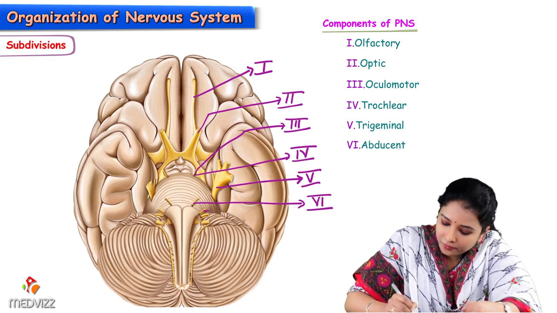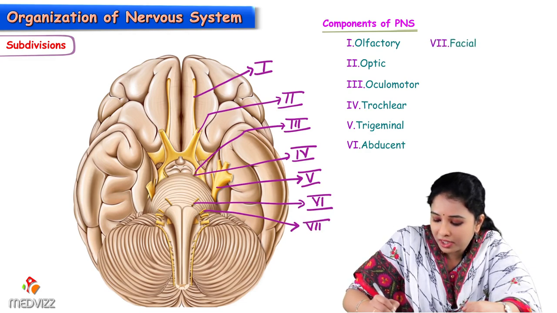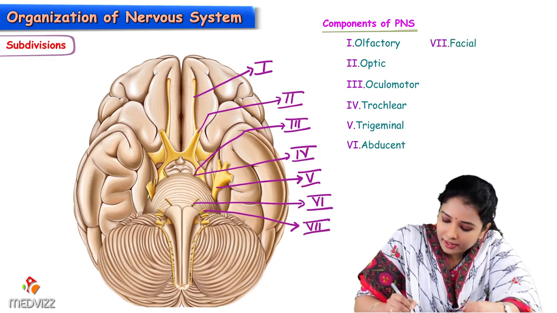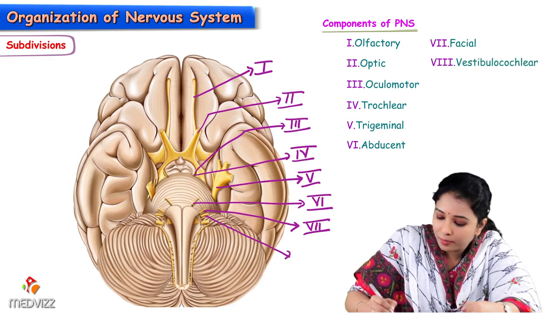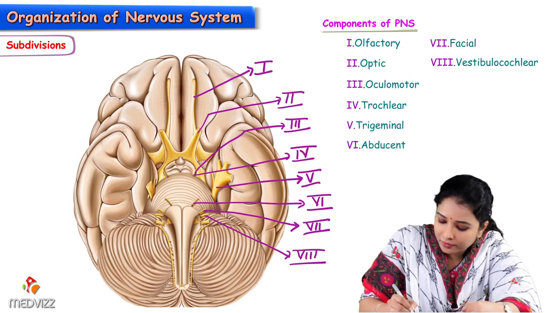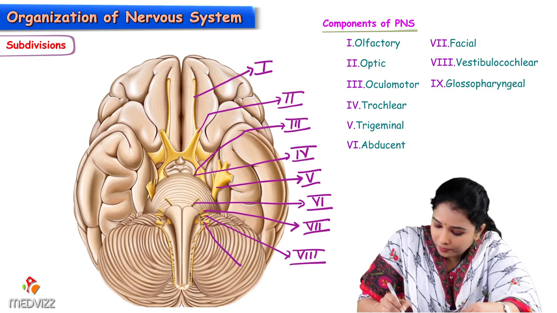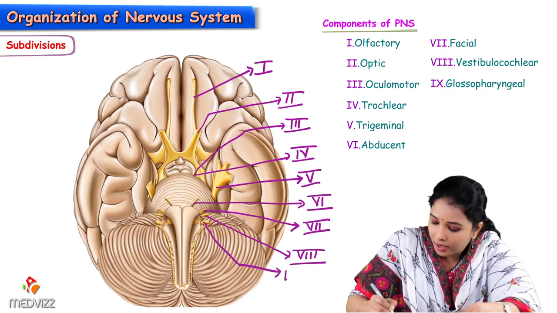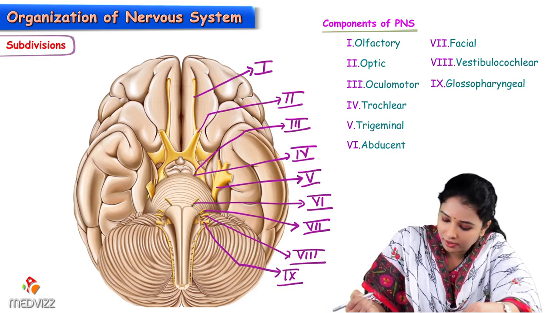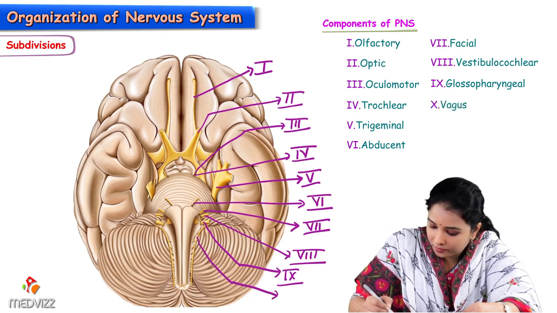Seventh cranial nerve, which is little lateral to sixth, is the seventh facial nerve. Eighth cranial nerve is called as vestibulocochlear nerve. Ninth cranial nerve is glossopharyngeal nerve. Ninth cranial nerve arises from the medulla. Ninth is glossopharyngeal nerve. Tenth cranial nerve lies just below the ninth, that is vagus.